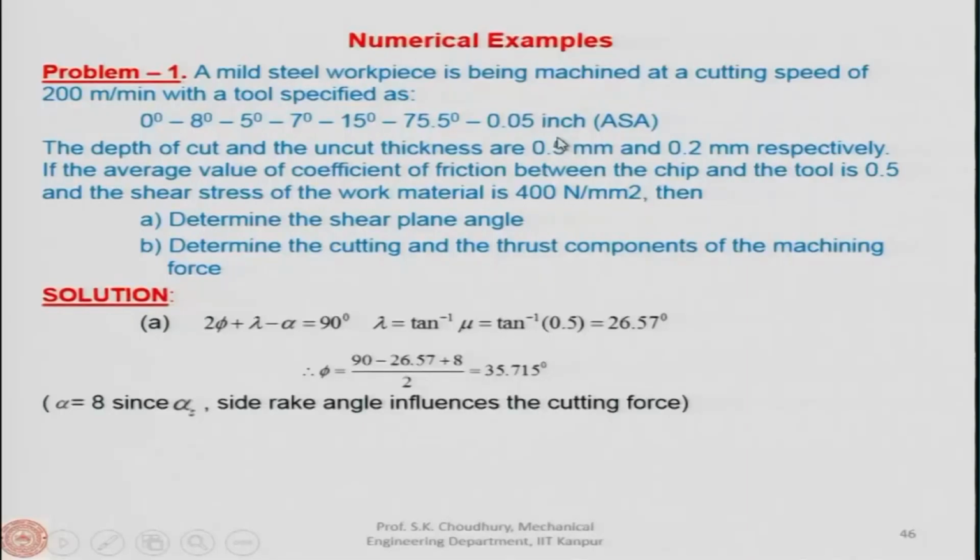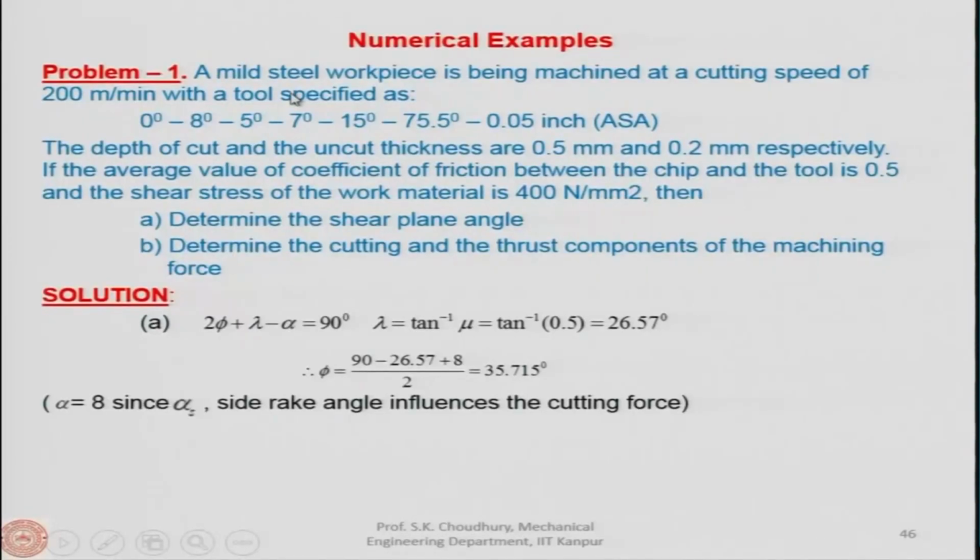Let us give a few numerical examples. Numerical examples will be the direct implementation of whatever we have discussed now. Let us say we have a problem where a mild steel workpiece is being machined at a cutting speed of 200 meter per minute with the tool specified as 0, 8, 5 degrees and so on. So, it is in ASA.